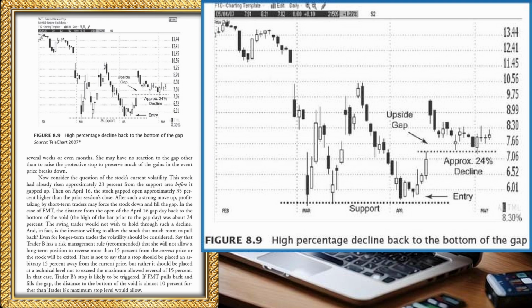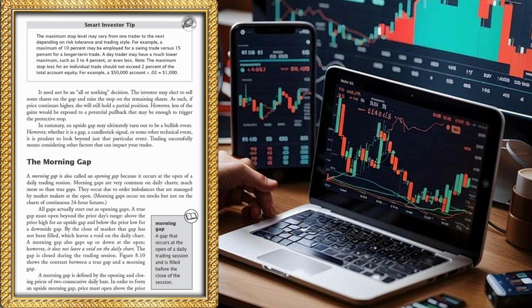If FMT pulls back and fills the gap, the distance to the bottom of the void is almost 10% further than Trader B's maximum stop level would allow. It need not be an all-or-nothing decision. The investor may elect to sell some shares on the gap and raise the stop on the remaining shares. As such, if price continues higher, she will still hold a partial position.